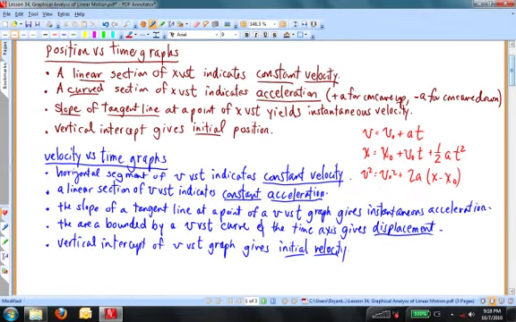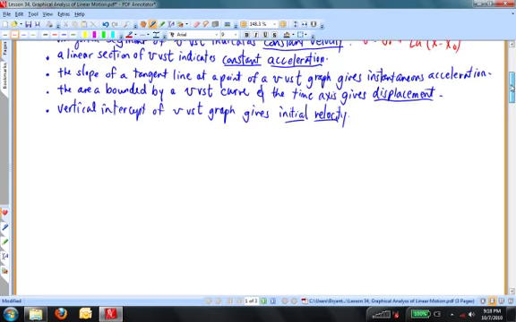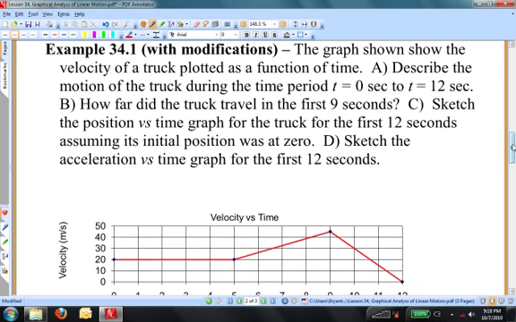Now, I want to work one example, and it's an example that your authors have in the textbook, and I have modified it slightly. The graph shown below shows the velocity of a truck plotted as a function of time. Part A. Describe the motion of the truck during the time period from t equals 0 to t equals 12 seconds. B. How far did the truck travel in the first 9 seconds?